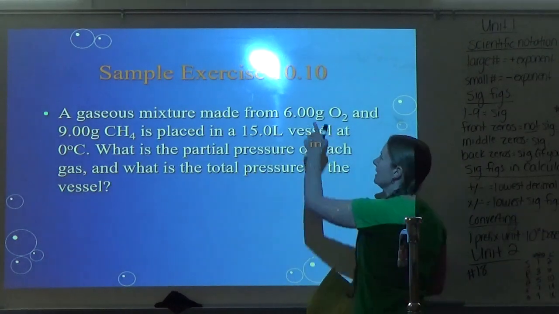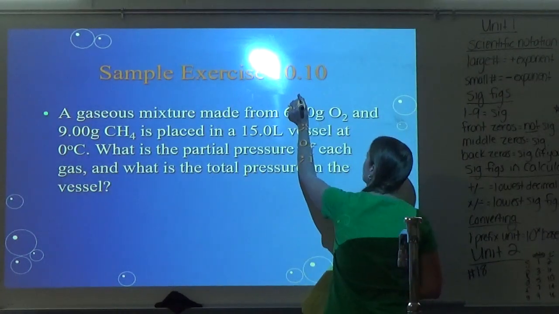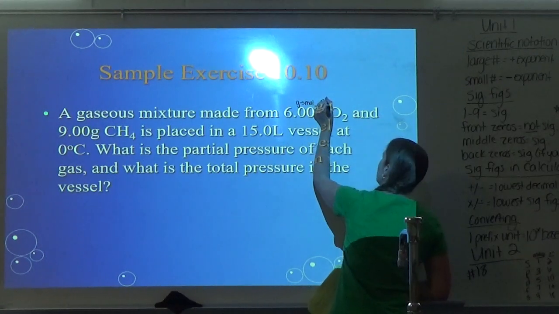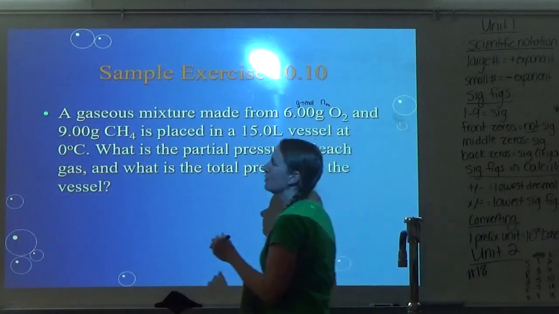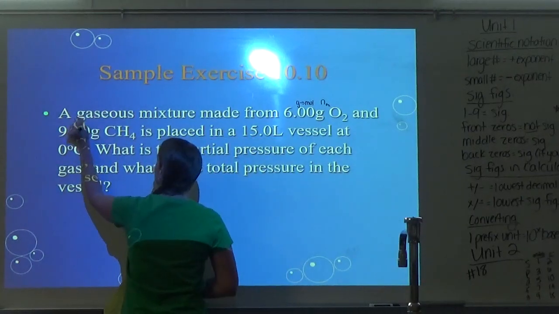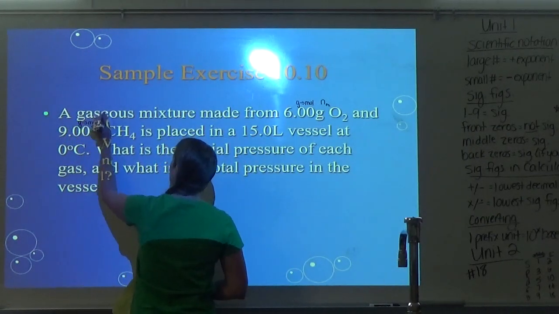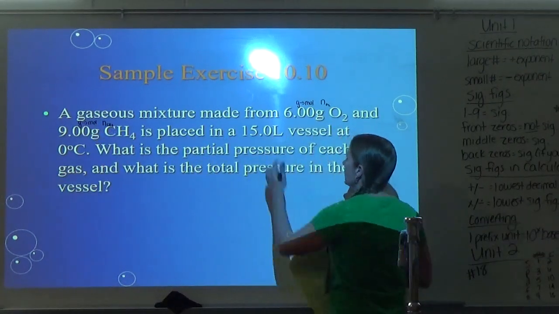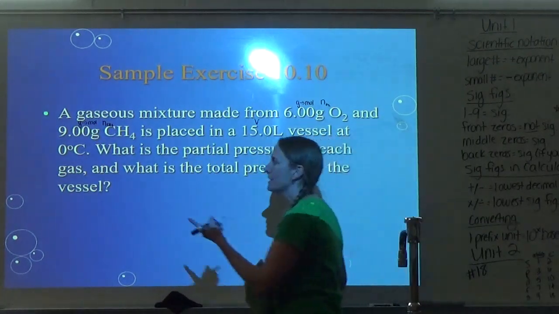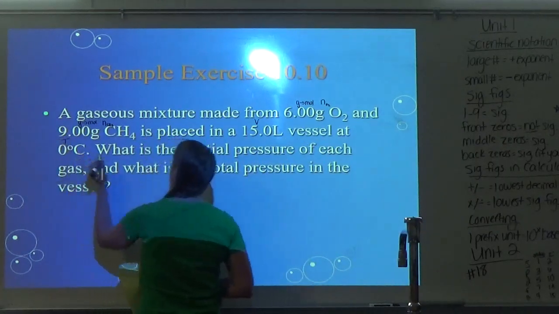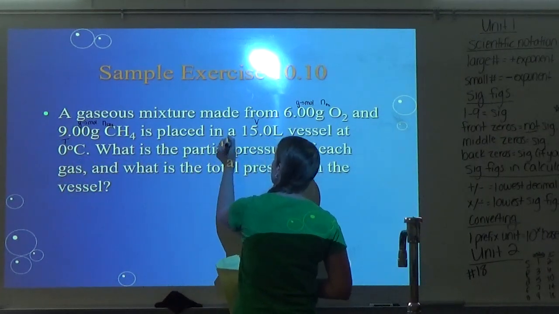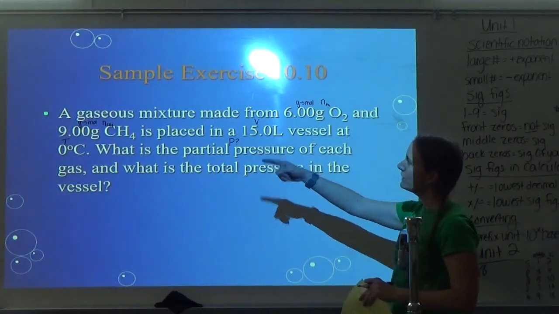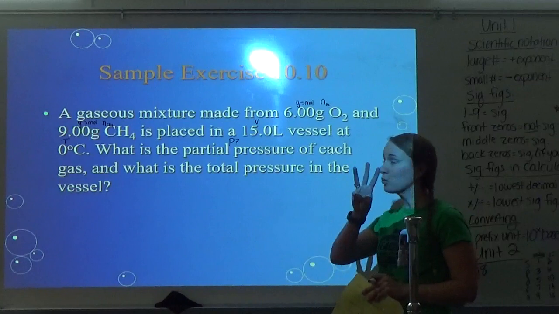Okay, so y'all, I can see that they gave me masses, so of course I can change grams to moles. That means they gave me an n for oxygen, so I'm just going to call it n sub O2. I can change grams to moles here. So they gave me an n for CH4 or methane. And they gave me a volume, 15 liters, and they gave me a temperature, 0 degrees Celsius. And then we're looking for pressures. Well, we're looking for all the pressures. We want the pressure of the O2, the pressure of the CH4, and the total pressure. So I need 3 pressures.